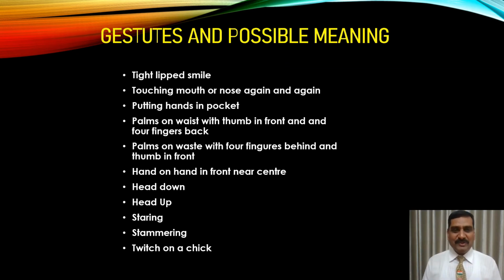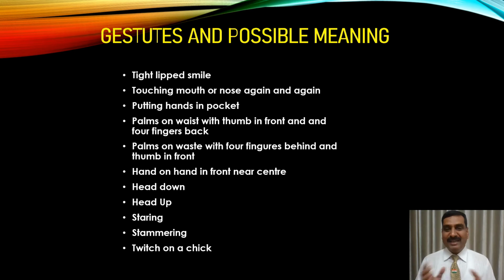Here are some gestures to understand the non-verbal signals from your students, so you can change your way of teaching. Tight-lip smile. Eyes touching mouth or nose again and again, putting hands in pockets: hiding something or feeling cold. Palms on the vest with thumb in front and four fingers back. Palms on the vest with four fingers behind and thumb in front: a challenging position. Hands in front near the center show a submissive mood, a slavish mindset or surrender.